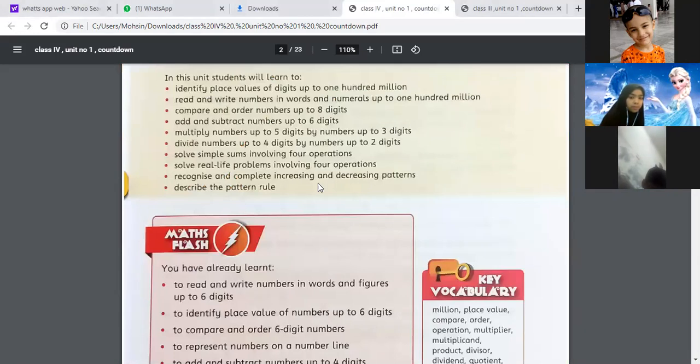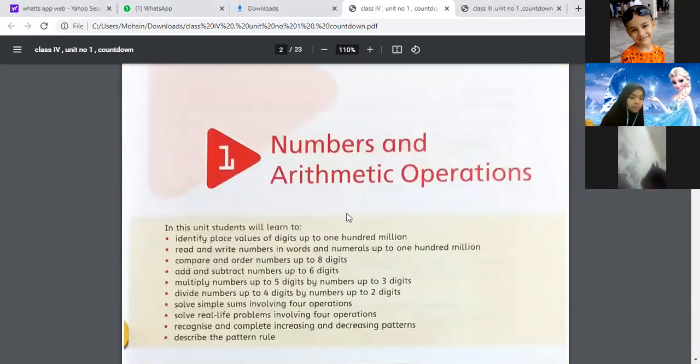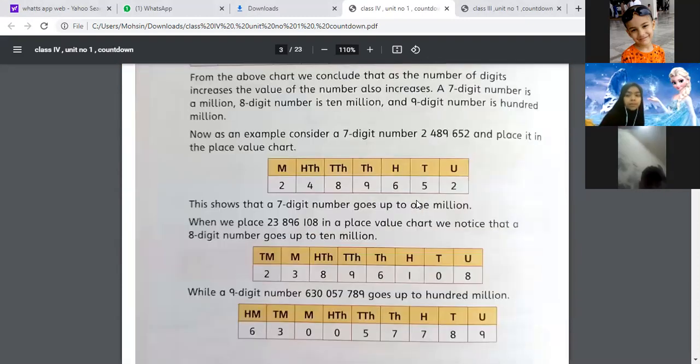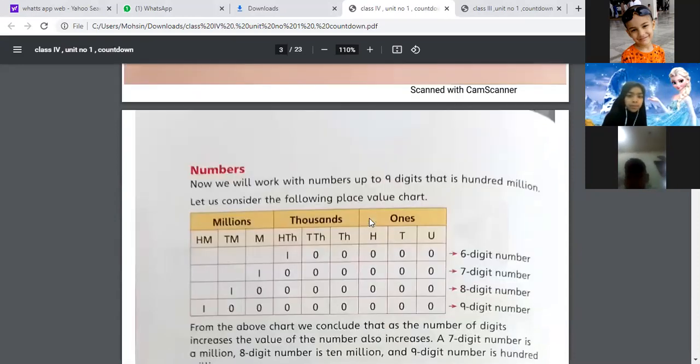The first unit is about numbers and arithmetic operations. In this unit, we are going to start from page number 2. Open page number 2, everyone. On this page, you can see they are talking about numbers. So I'm going to start reading.